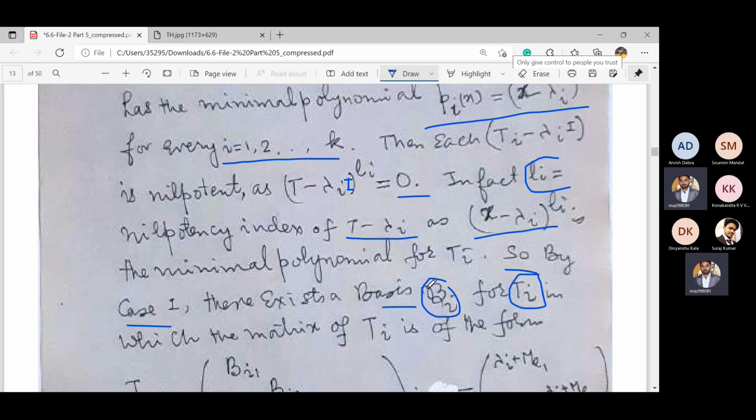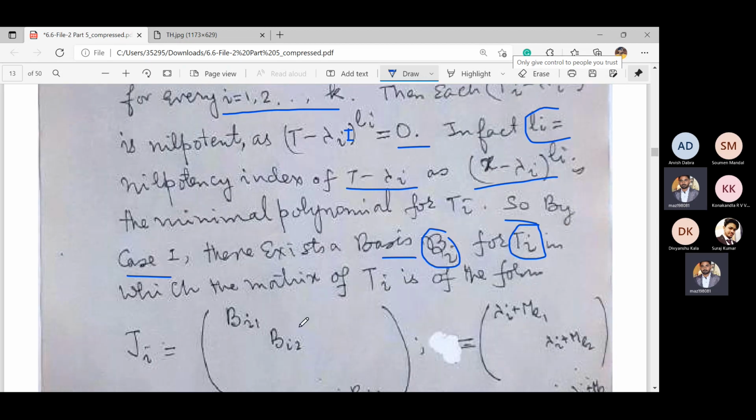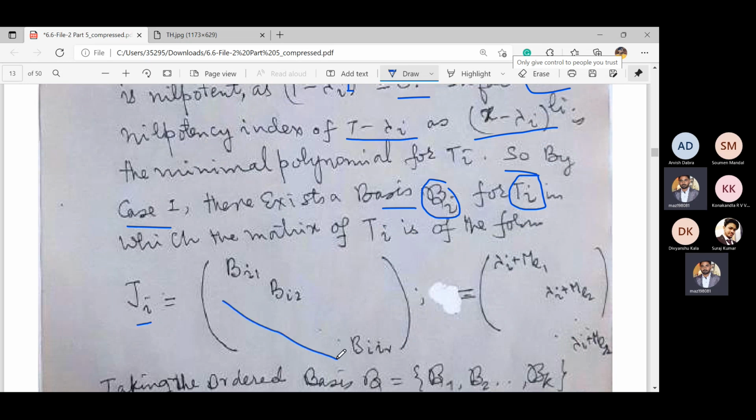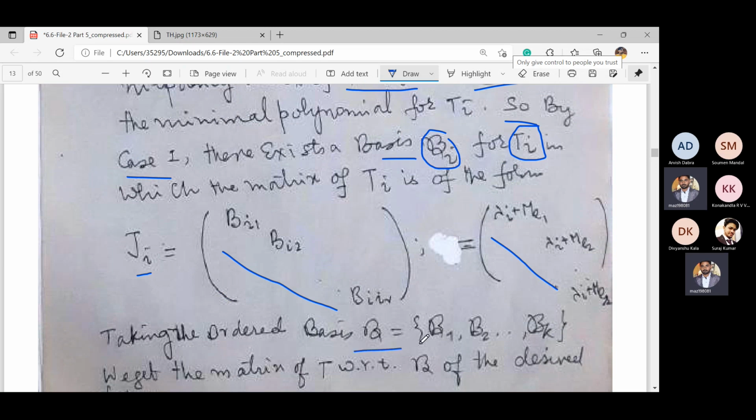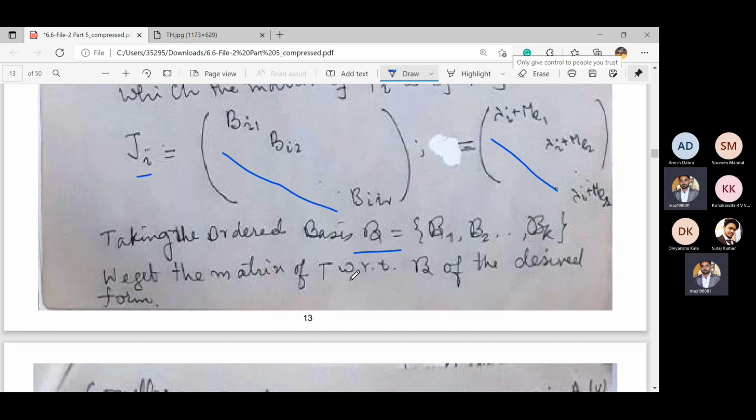So from case 1, we can get a basis Bi in which the matrix of Ti is of the form Ji, that is lambda I plus M N I, and we take the ordered basis B equals B1, B2, up to Bk. Now we use the matrix form for when our vector space is the direct sum of V1, V2, up to Vk. For each Vi, we get Ji of the Jordan form of the blocks. So we get the matrix of T with respect to B of the desired form.